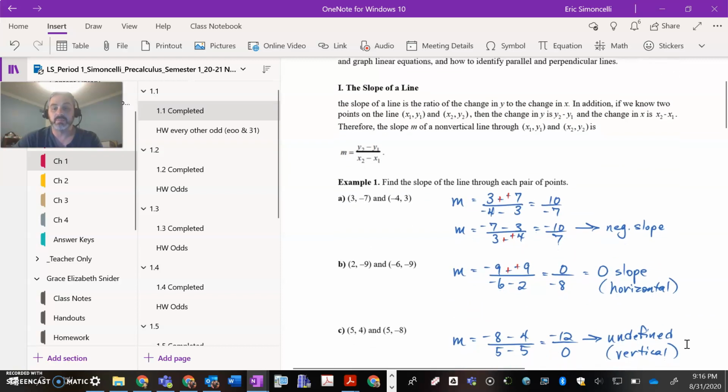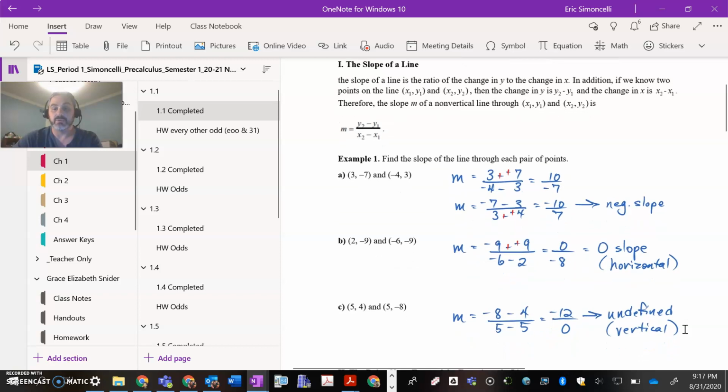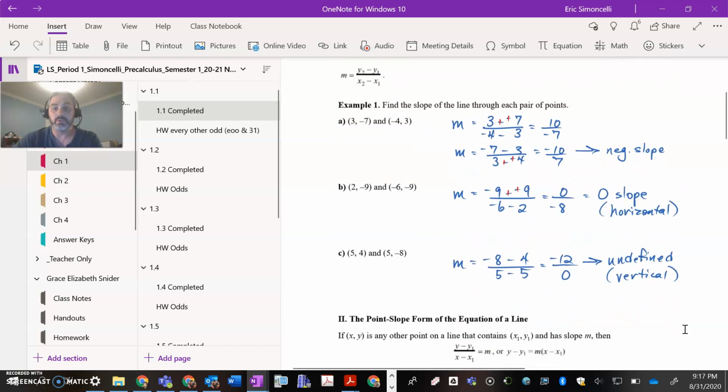Part C. These two ordered pairs, 5, 4 and 5, -8. You can plug into, again, y2 minus y1, so I did -8 minus 4, and I did 5 minus 5. The numerator ends up looking like -12 while the denominator is 0. We hopefully recall that this is undefined slope. This is a vertical line by virtue of, again, if you were to plot these 2 points, you would see this take shape. So undefined slope.